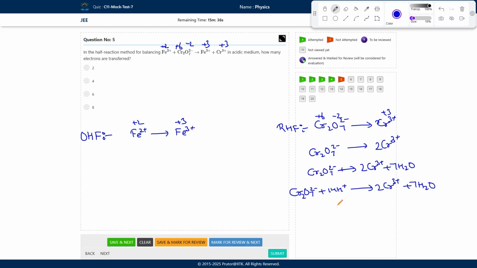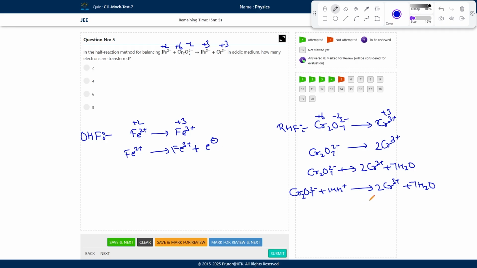The last task is to balance charge. Here, in the oxidation half reaction, +2 charge is there on the left hand side and +3 on the right hand side. So I will add 1 electron on the right hand side to make the charge equal. Now you don't need to add OH-, because the reaction is occurring in the acidic medium.